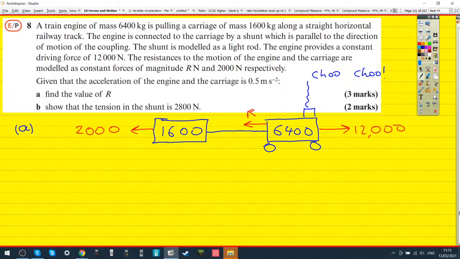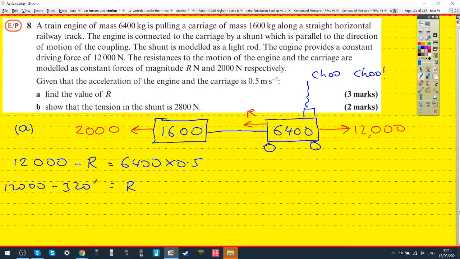Don't forget the 12,000. Would it be 12,000 plus R? Or minus R, sorry. Forget the N. N is just like centimeters. 12,000 minus R equals 6,400 times 0.5. And you get 12,000 minus R equals 3,200. And then you subtract 12,000 on both sides. You get minus R equals minus 8,800. Then you multiply by minus 1 on both sides. You get R equals 8,800.